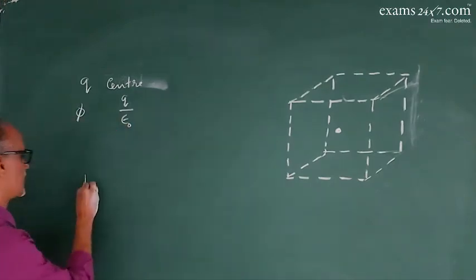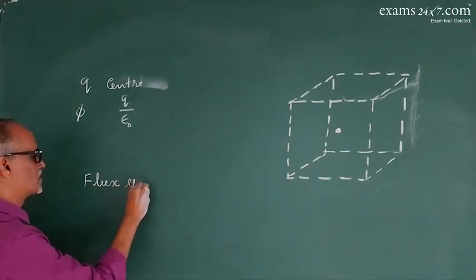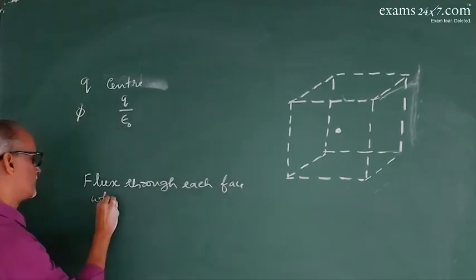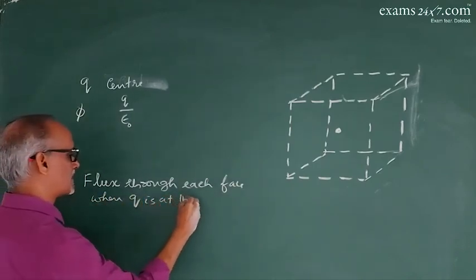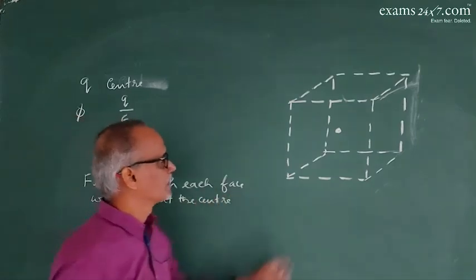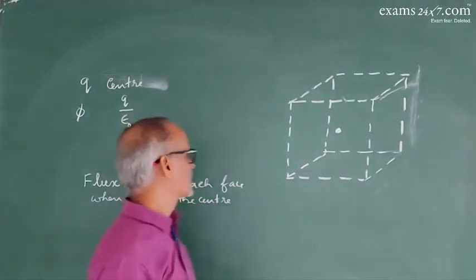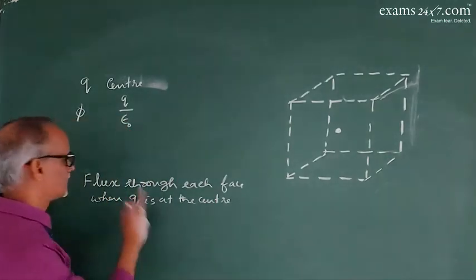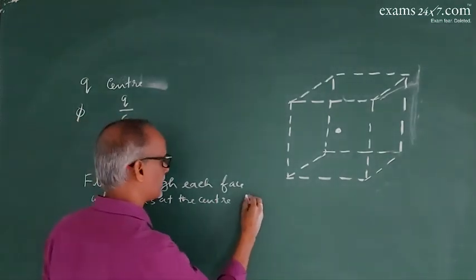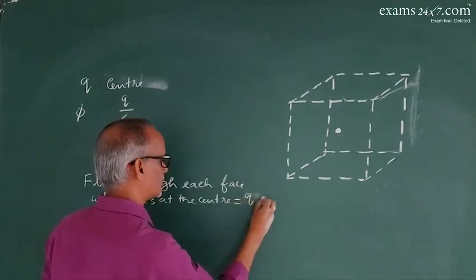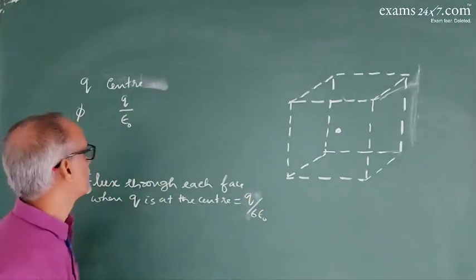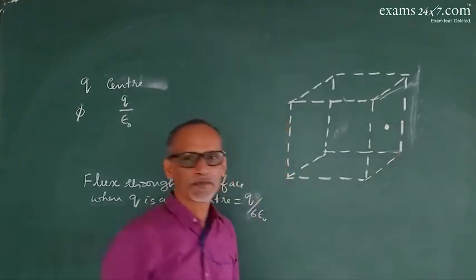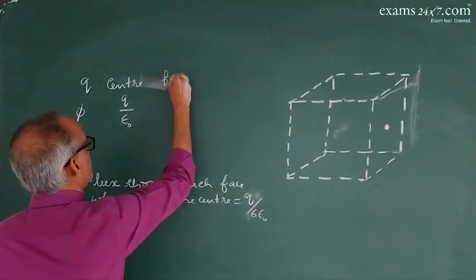Now if they ask what is the flux through each face when Q is at the center: the cube has a total of 6 faces, and the total flux is divided equally among all the 6 faces. So the flux through each face when Q is at the center is given by Q by 6 epsilon naught. Now I'm going to remove this charge and place it at one of the faces, at the face center.